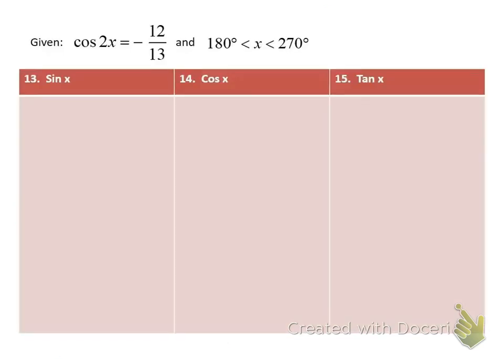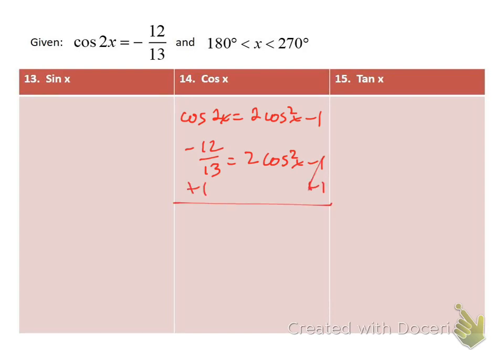Okay? So, for example, this guy. If I know that the double angle cosine is negative 12 over 13, I can always find cosine first, because for cosine of 2x, there's a formula that says 2 cosine squared x minus 1 is equal to that. So this is negative 12 over 13. And now I can just solve for cosine squared and square root. So add 1. Got to make this a common denominator, so 13 over 13, which is going to give you 1 over 13.